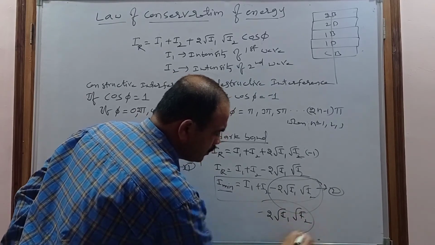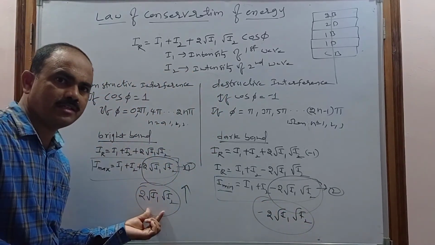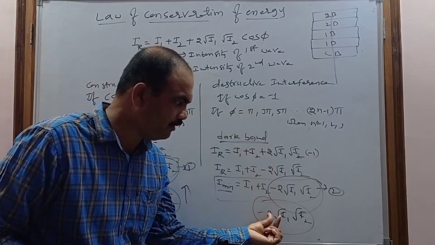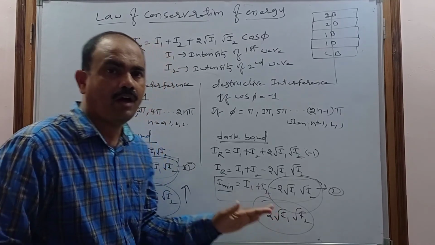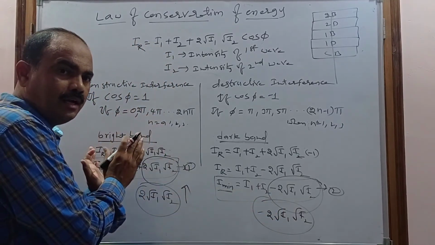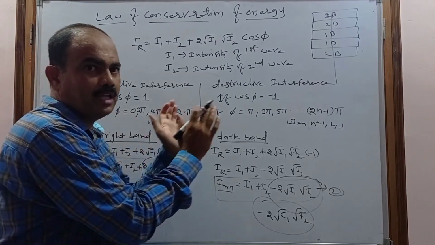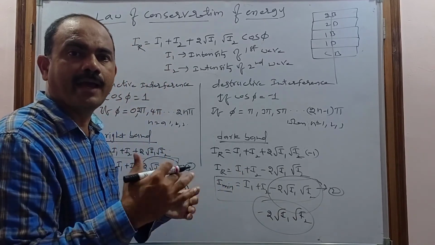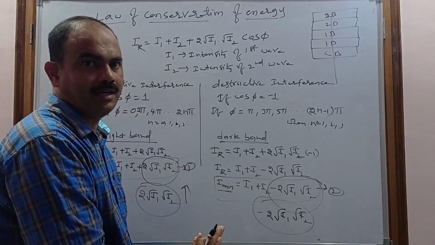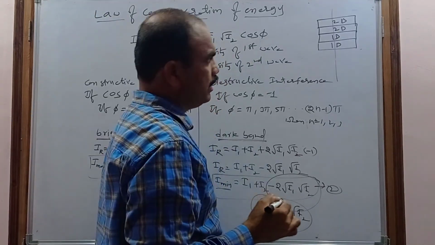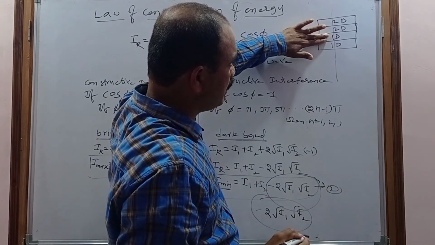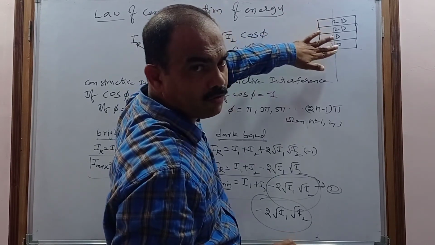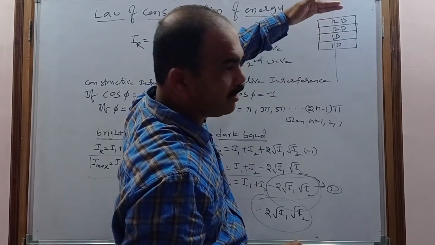In the bright band, the amount by which intensity increases, that same amount is decreased in the dark band. How much light is increased in the bright band, the same amount of light is decreased in the dark band. So the light energy is neither created nor destroyed in interference. For example, in the first bright band a certain amount of light is increased; in the first dark band that amount is decreased, and likewise in the second dark band.